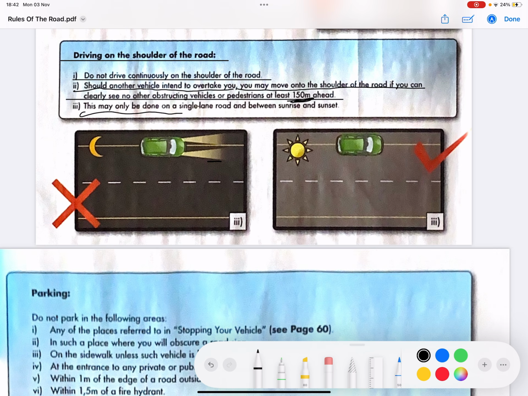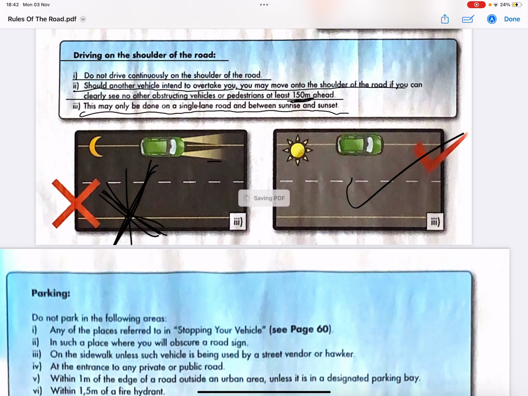This may only be done on a single lane road and between sunrise and sunset. You only do this during the day. You don't do it at night. At night is a no-no. What is it that you do during the day? Driving on the yellow line to allow another person to overtake you. Right. Okay.